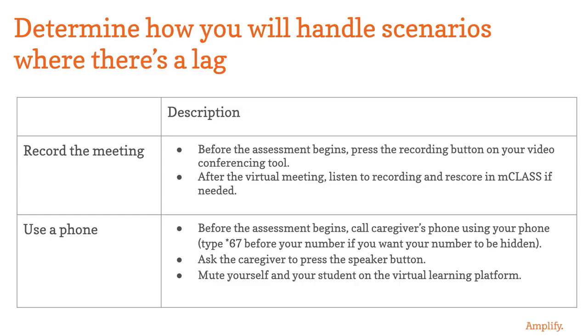You may notice a lag when assessing students in homes with low Wi-Fi, so you want to be prepared. You can either record the meeting, so before the assessment begins, you'll press the recording button on your video conferencing tool, and then after the virtual meeting, you'll listen to the recording and rescore in mCLASS if needed. The second option is using a phone to listen to your student read aloud. Before the assessment begins, you'll call the caregiver's phone using your phone. Then you'll ask the caregiver to press the speaker button. And finally, you'll mute yourself and your student on the virtual learning platform.